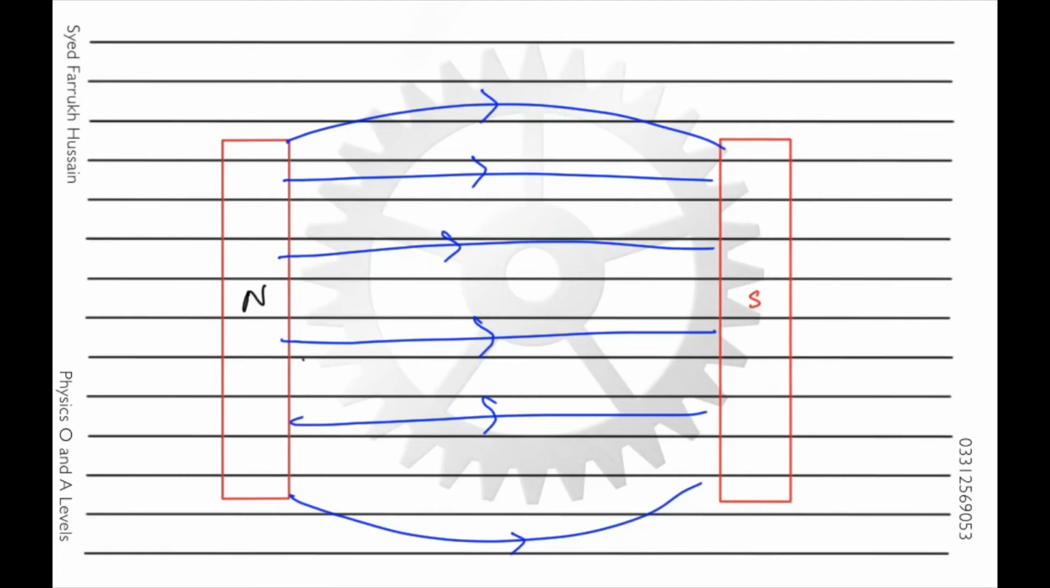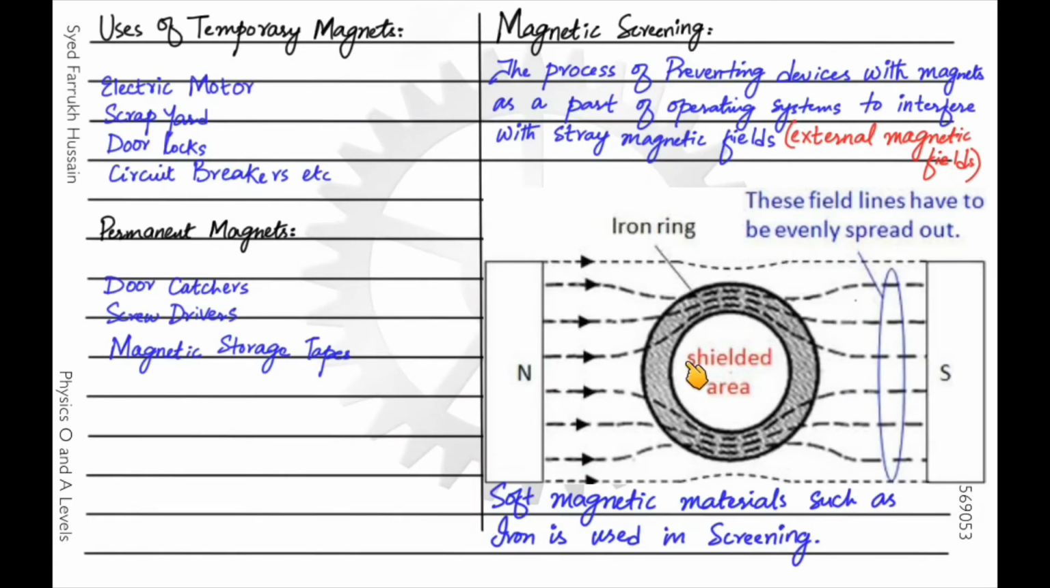Now if you put an iron between the two poles of the magnet, the magnetic field lines will be passing through the iron, and there will be an area in between the magnetic field lines which is shielded, or you can say protected from the magnetic field lines, and there will be no magnetic field line passing through this area.